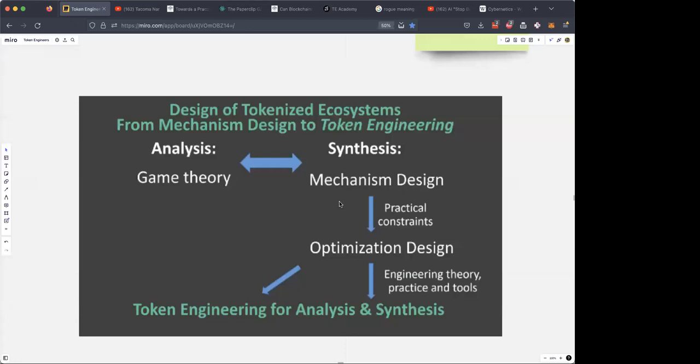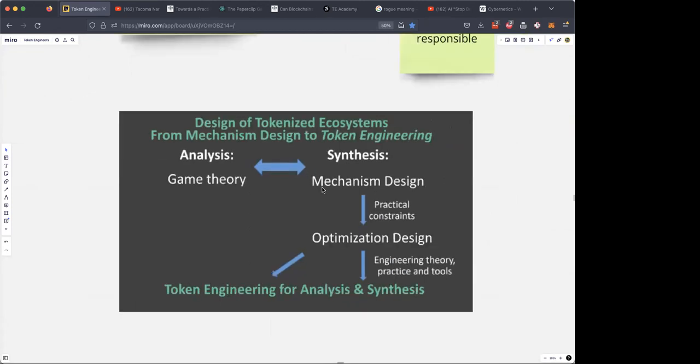Mechanism design is the reverse of this. It says, given an outcome that we want, what game should we design such that we reach it? This is called optimization design, which is basically optimizing a function. And these two things are very connected. So when you see game theory, just think reverse of mechanism design.